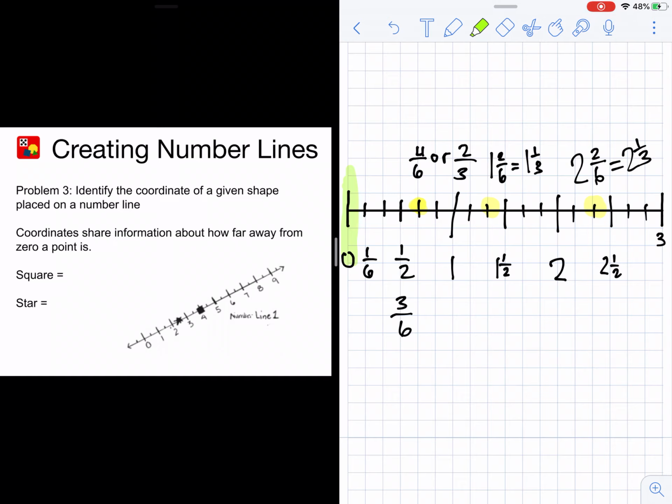So from 0 to the first dot, our coordinate was 4/6 or 2/3. From 0 to the second dot, our coordinate was 1 2/6 or 1 1/3. And then our coordinate of the third dot is the distance from 0 to the third dot, which is 2 2/6 or 2 1/3. So the coordinate tells the distance from 0 to that shape. All right.